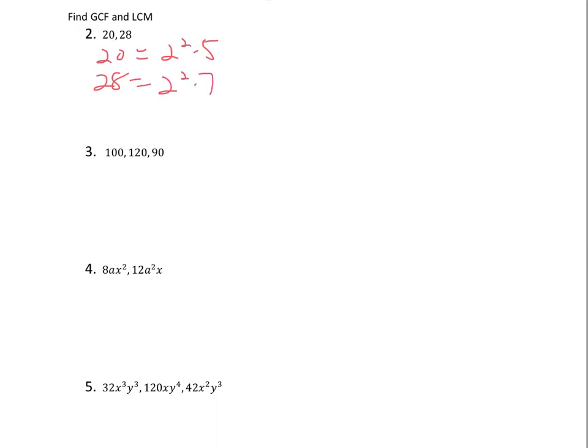So for the greatest common factor of this, GCF, we take just the common factors and the smallest exponents. That's 2 squared, which is 4. And the least common multiple, we take all factors that appear, and the largest exponent goes with each of them, so that would be 2 squared times 5 times 7. 2 squared times 5 is 20, times 7 is 140.